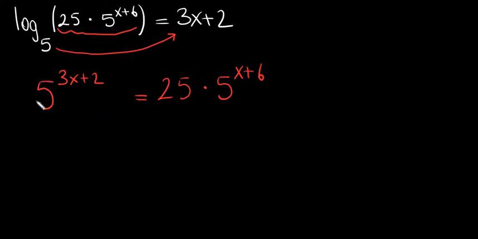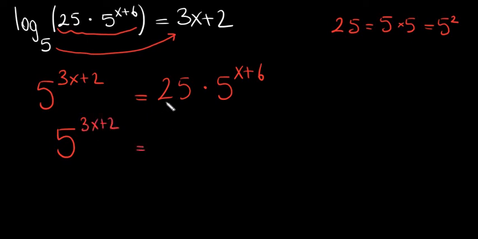As you can see, the base right over here is 5 and the base here is 5. So let's think about whether I can write 25 in the form of 5 to the power of something. When you prime factorize 25, you're going to get 5 times 5. So 25 is actually 5 times 5, which is 5 to the power of 2. So 5 to the power of 3x plus 2 is equal to, replacing 25 with 5 to the power of 2, times 5 to the power of x plus 6.